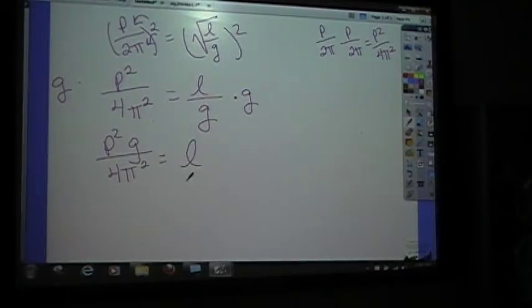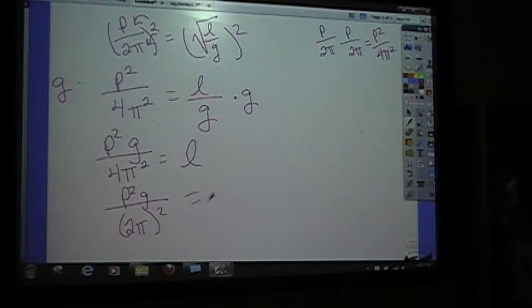We're done. You might have left it like P squared G over 2 pi squared, and that would have been okay too. There's a couple problems that you could write slightly different ways and they are still correct.